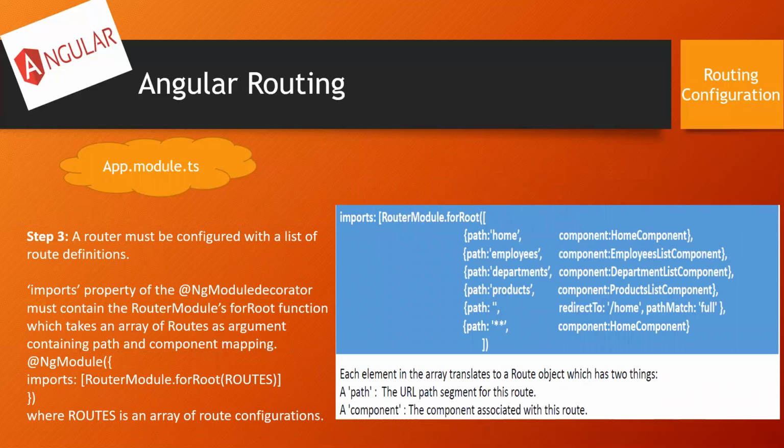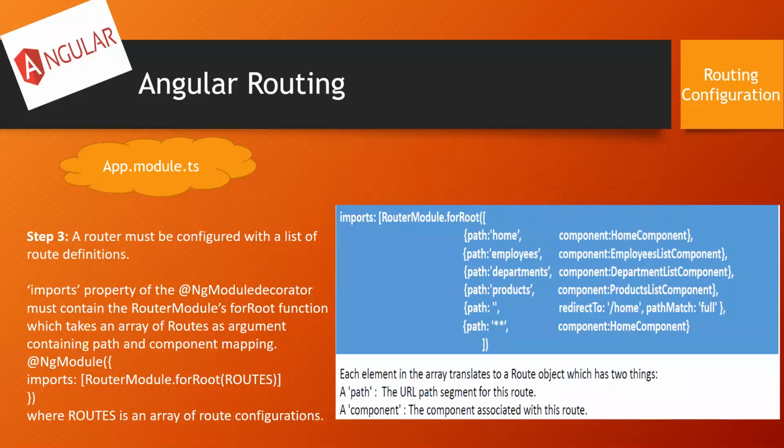Step 3 is that a router must be configured with a list of route definitions. You can see in the imports section, we are using RouterModule.forRoot, and here for each component we are giving a path. Basically, the imports property should contain the RouterModule's forRoot function, which takes an array of routes as an argument containing the path and component mapping.